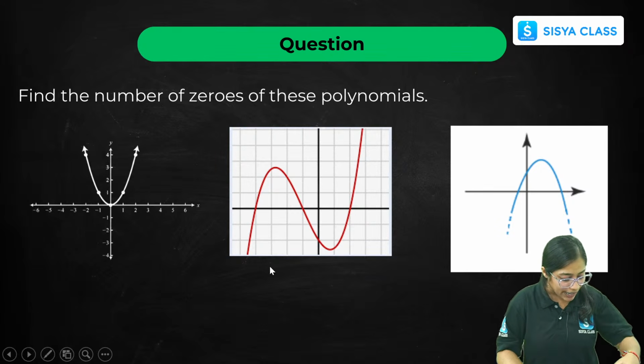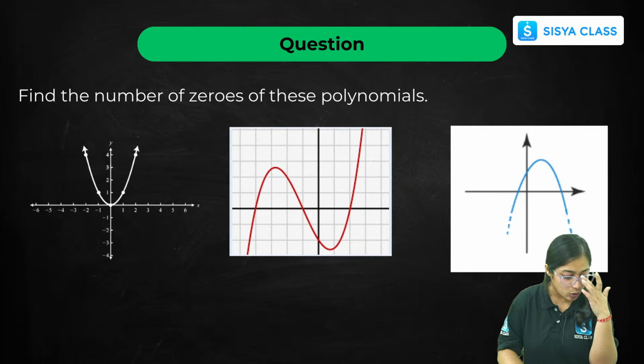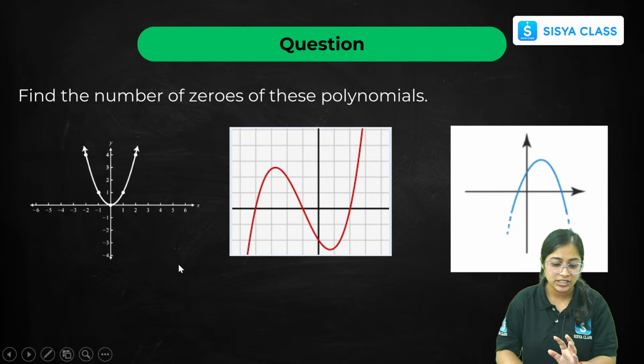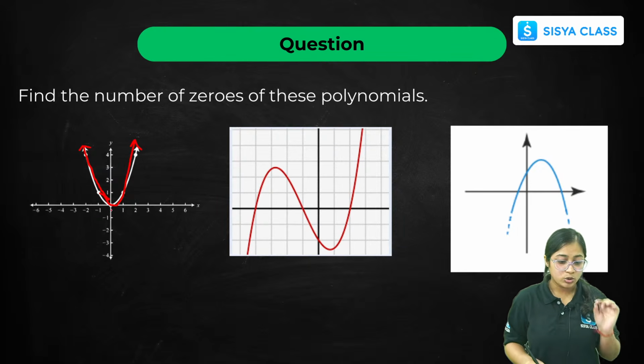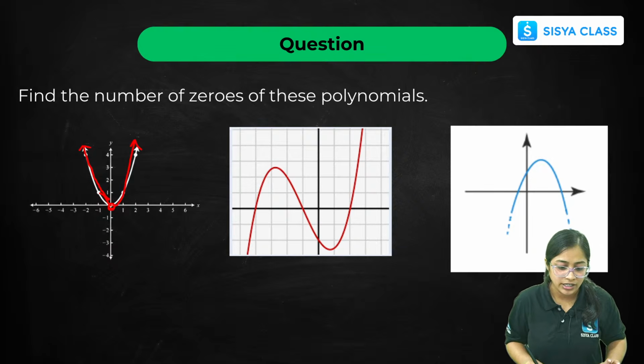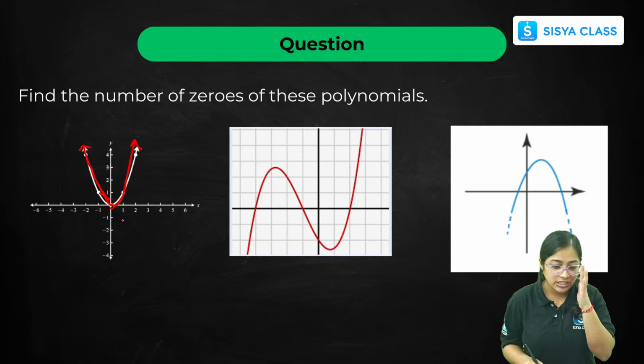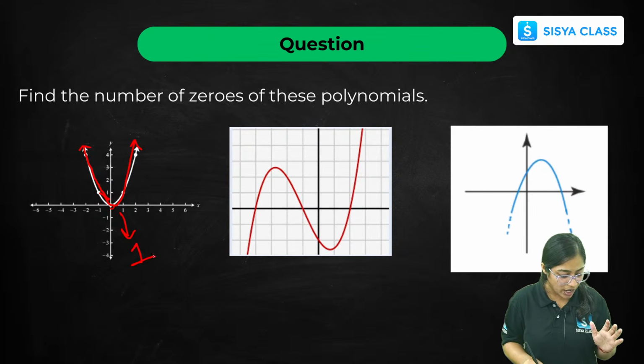So you can write in the chat box what the zeros of these polynomials are. So first I have this graph of a polynomial, right? If you look at the graph, how many zeros does it have? It is intersecting the x-axis only at one point, right? Only at one point. So how many zeros does it have? It has only 1 zero, right?